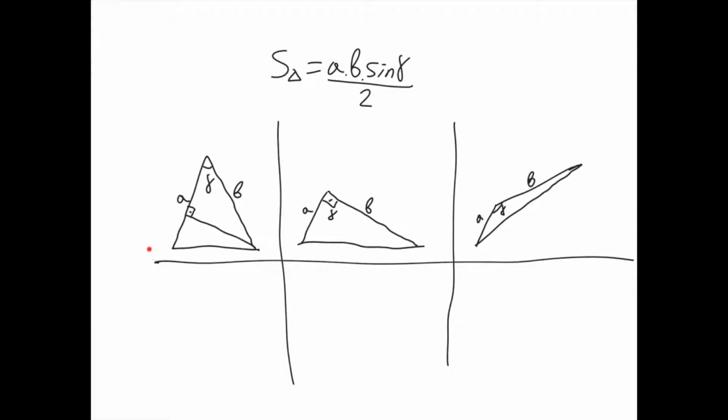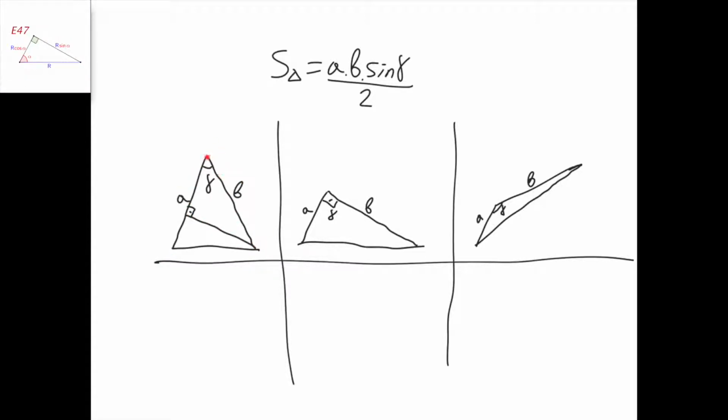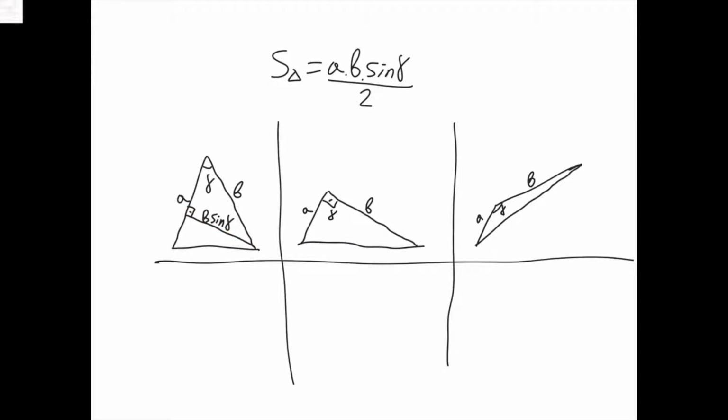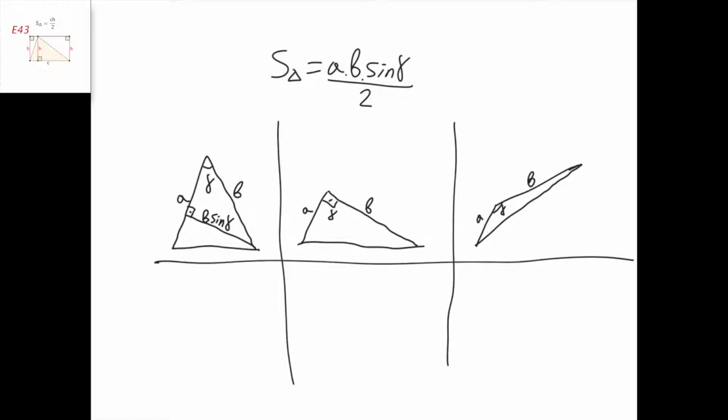Now for this case, I'm going to drop the altitude like this, and then in this right-angled triangle, we have that the hypotenuse is b and one of its acute angles is gamma. And therefore, this side is b times the sine of gamma. And hence, the area of this triangle is its base a times the height b sine of gamma divided by 2. And so the area is a times b sine gamma divided by 2.